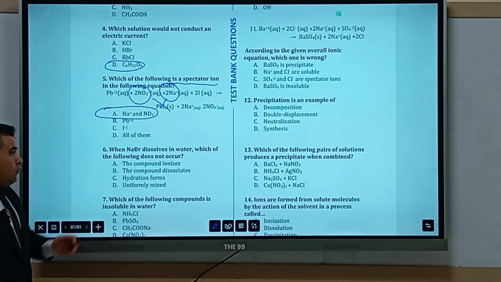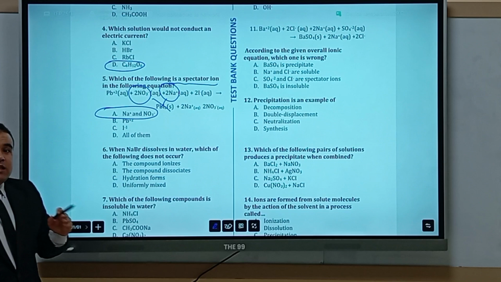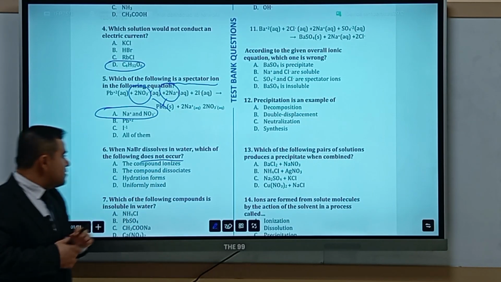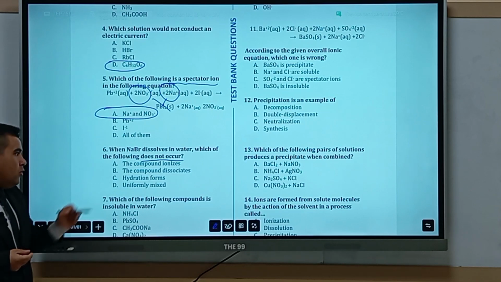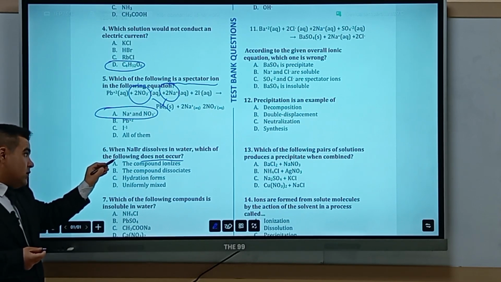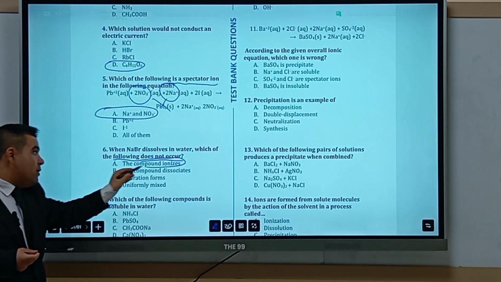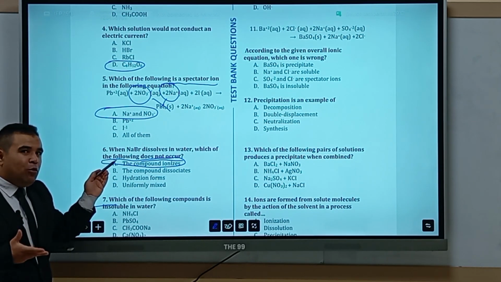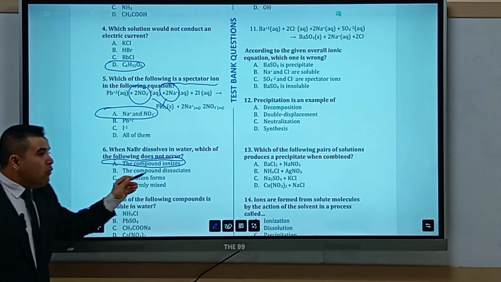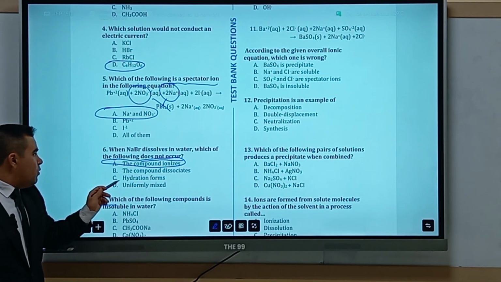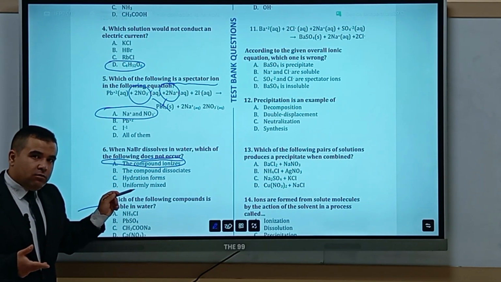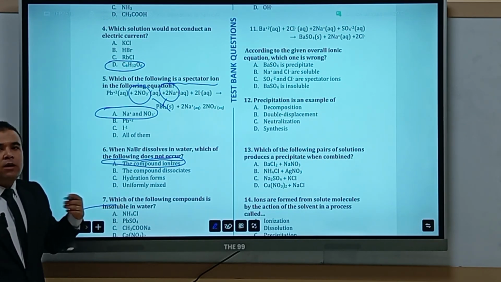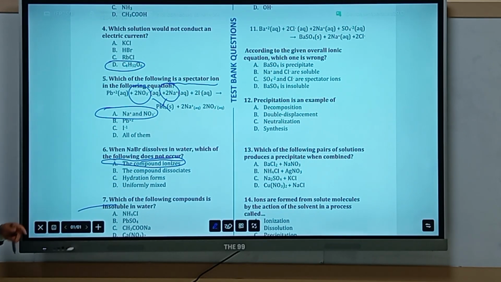When NaBr dissolves in water, which of the following does not occur? Does not occur, so this is the keyword, guys. The compound ionizes: this does not occur. Why? Because the compound is ionic, not molecular. The compound dissociates, yes, it does occur. Hydration forms, yes, there will be hydrated salts. Uniformly mixed means it's a solution, yes, of course.